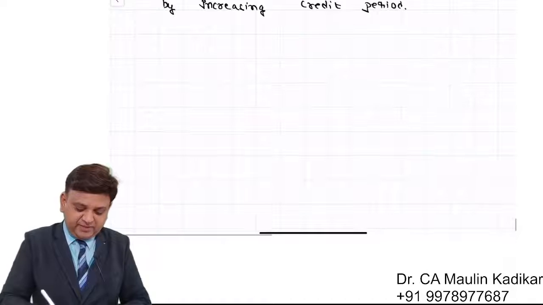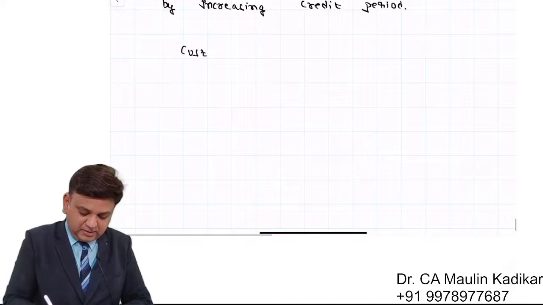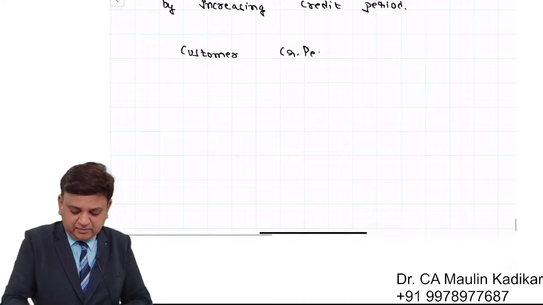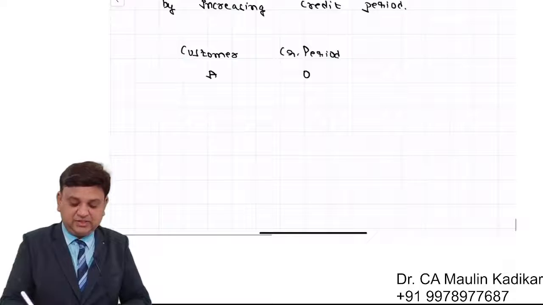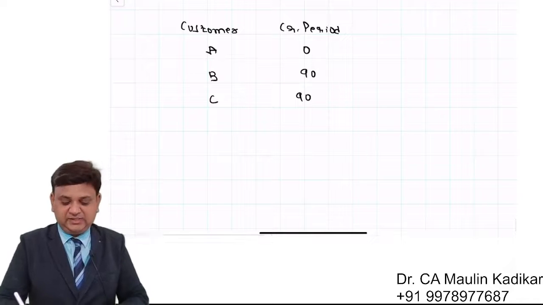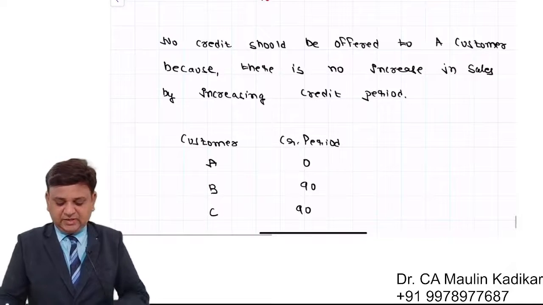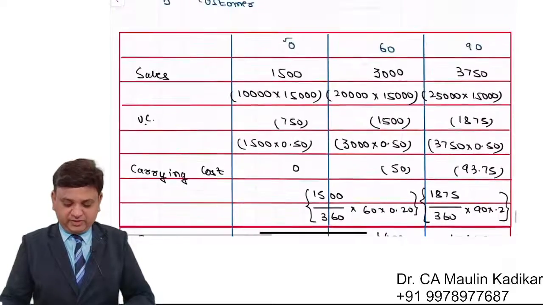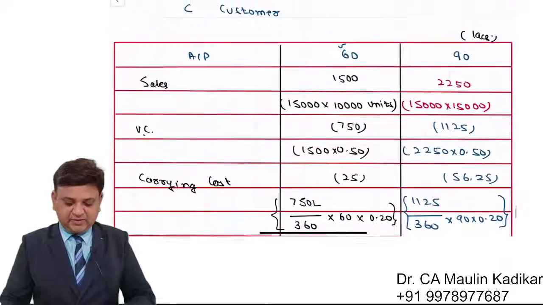So the final answer will be like this: customer and credit period. For A customer, it is 0 days. For B customer, it is 90 days. And for C customer, it is again 90 days. That is the way; this is the optimum credit period which should be offered to each of the customers. That is what we understand.